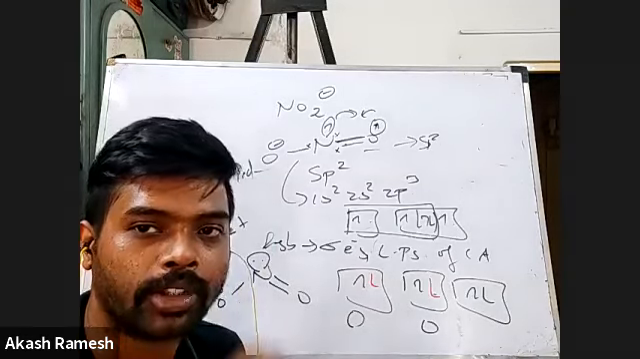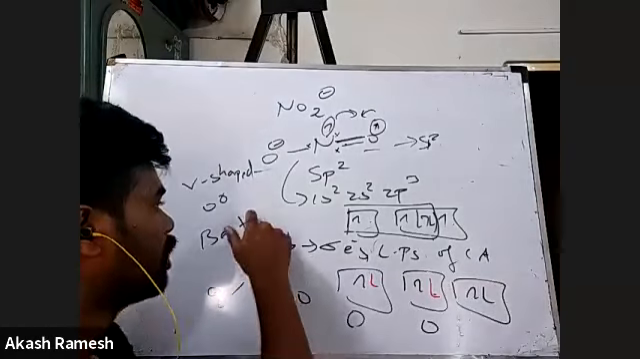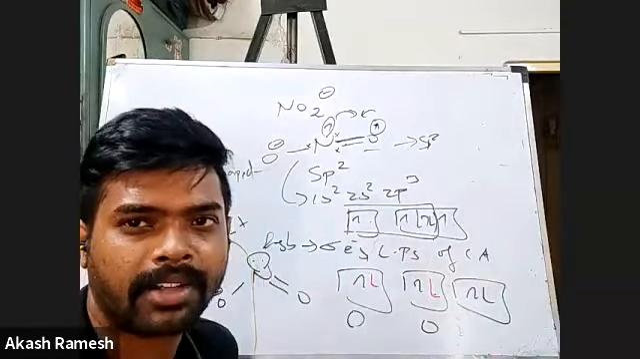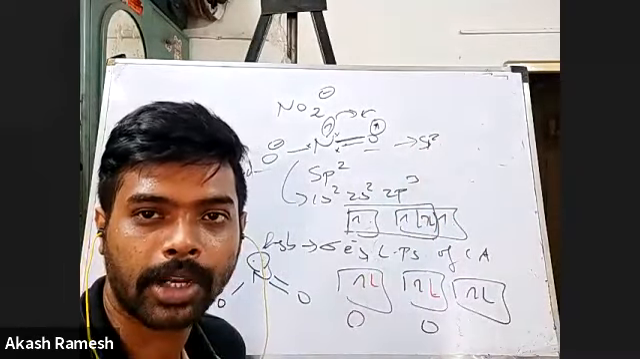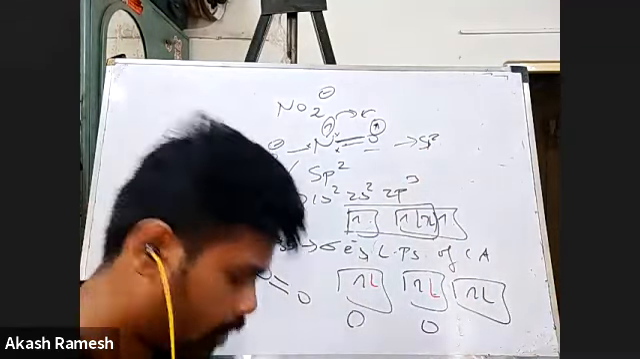Any doubts? No, sir. We'll see more and more examples. I can understand it is a little clumsy here, but as I see more and more examples, it is going to come at your fingertips. Do not worry. The shape is this. What is the geometry? Trigonal planar. Exactly. You don't have to worry about whether I have a lone pair or bond pair. The moment you see sp2 hybridization, it is going to be trigonal planar. That's it.